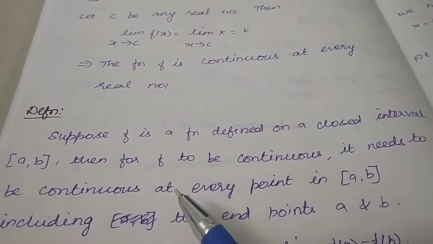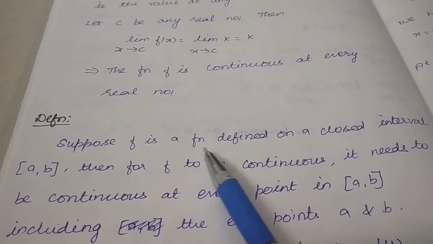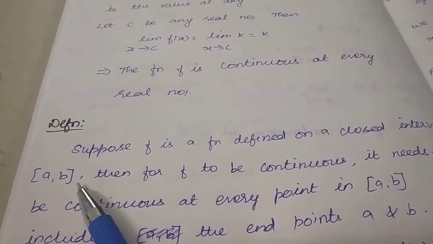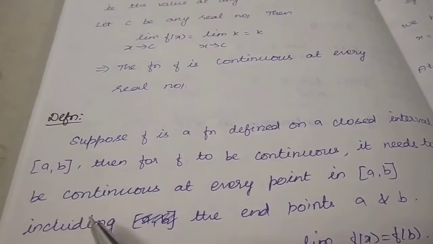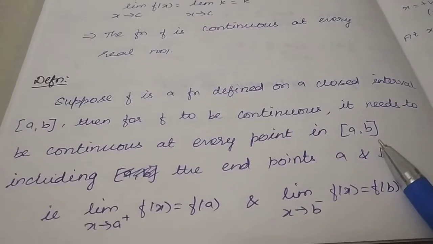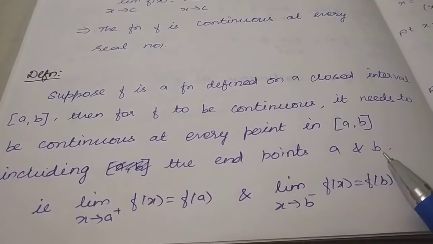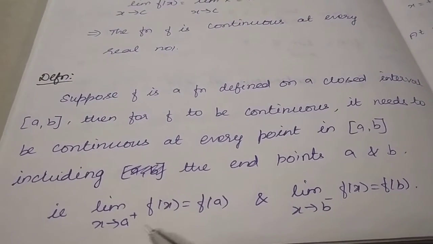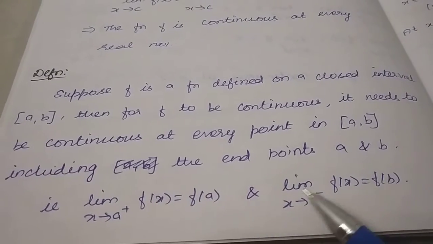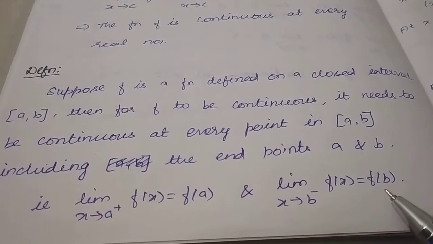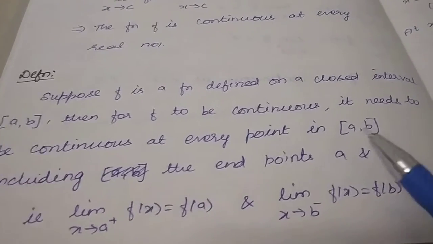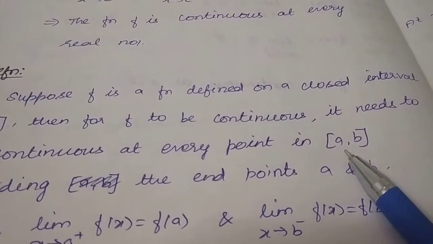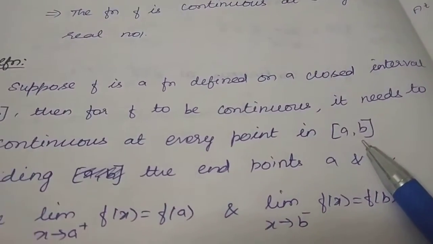The next one, definition. Suppose that f is defined in the closed interval a comma b, then for f to be continuous, it needs to be continuous at every point in a comma b, including the endpoints a and b. That is, limit x tending to a plus of f of x equal to f of a, and limit x tending to b minus of f of x equal to f of b. Here we are considering a closed interval. Closed interval means the endpoints a and b are also included in the interval.